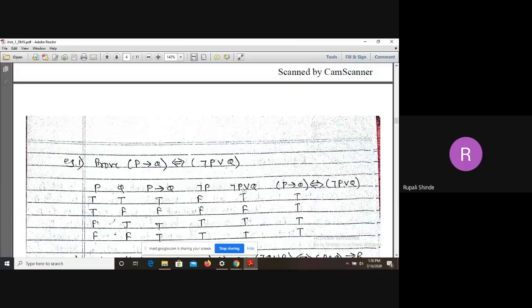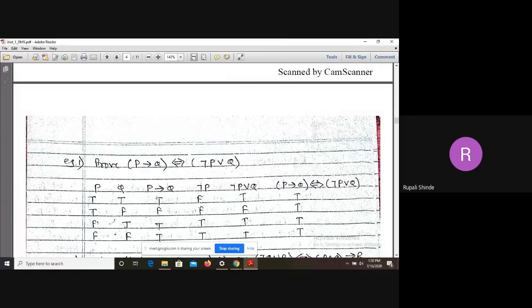Then negation P or Q. So here is negation P, here is Q. So or means what? If both are false, then only the final value is false. Look here in this second row, both have the value F. That's why the final value is F. And in the remaining combinations, it is true.